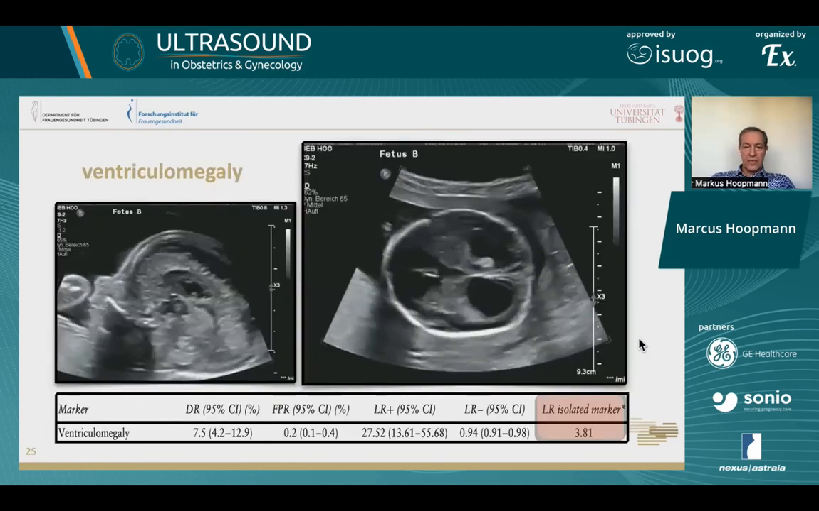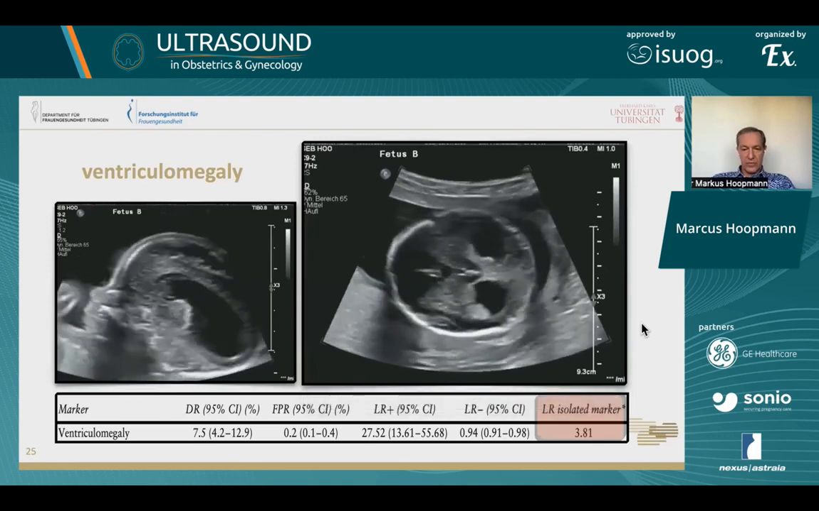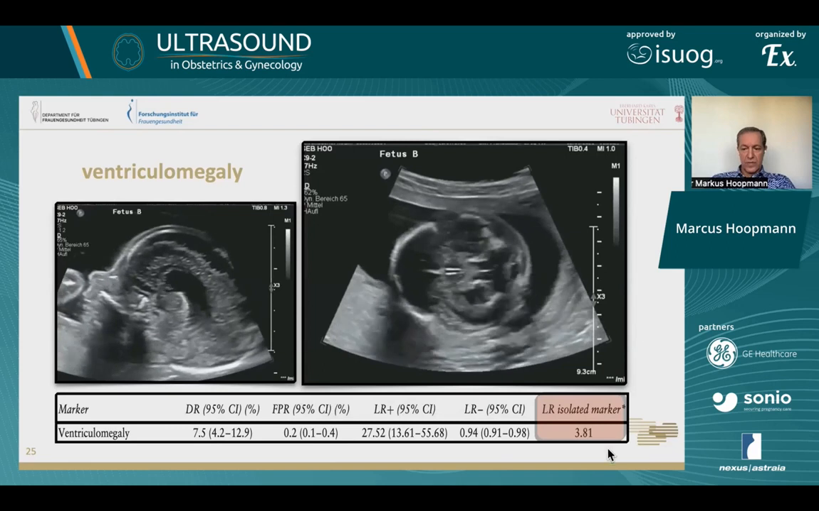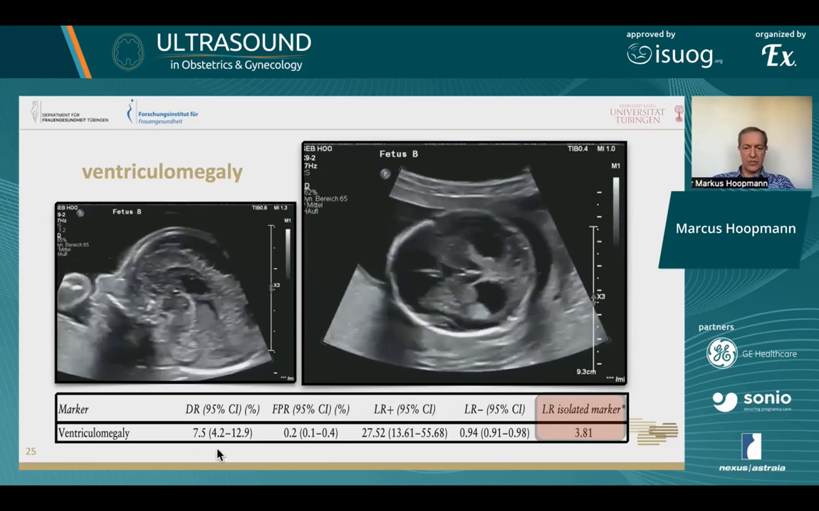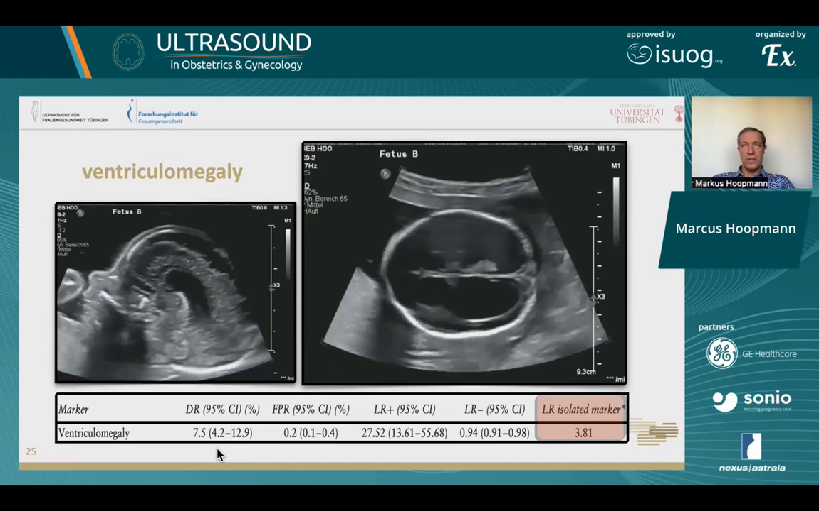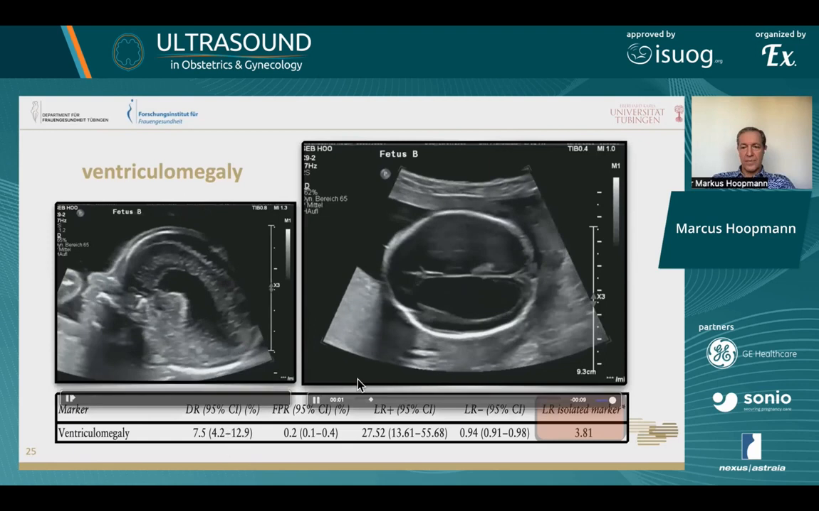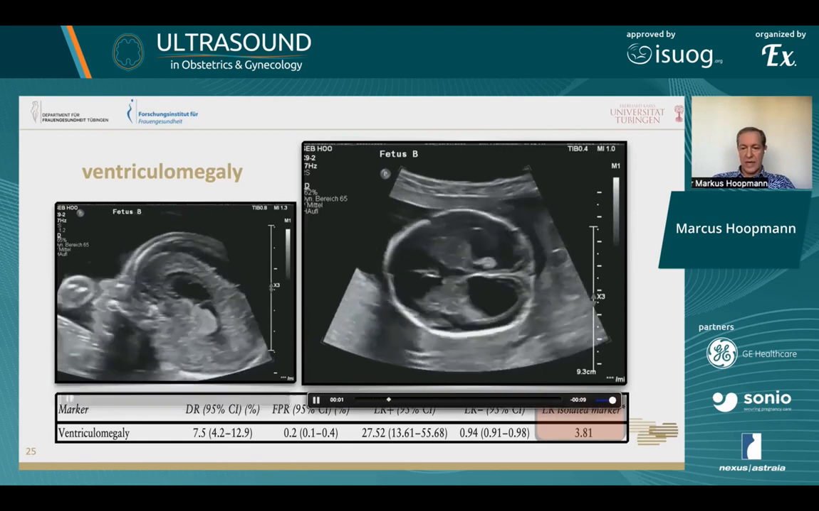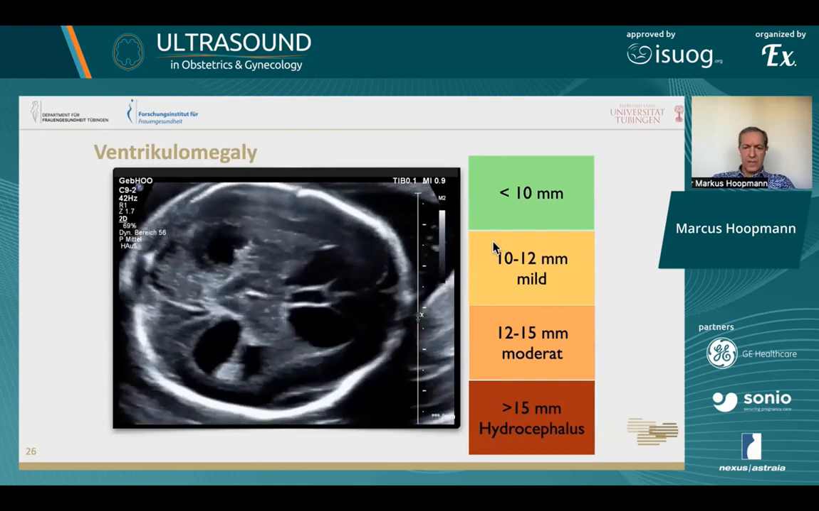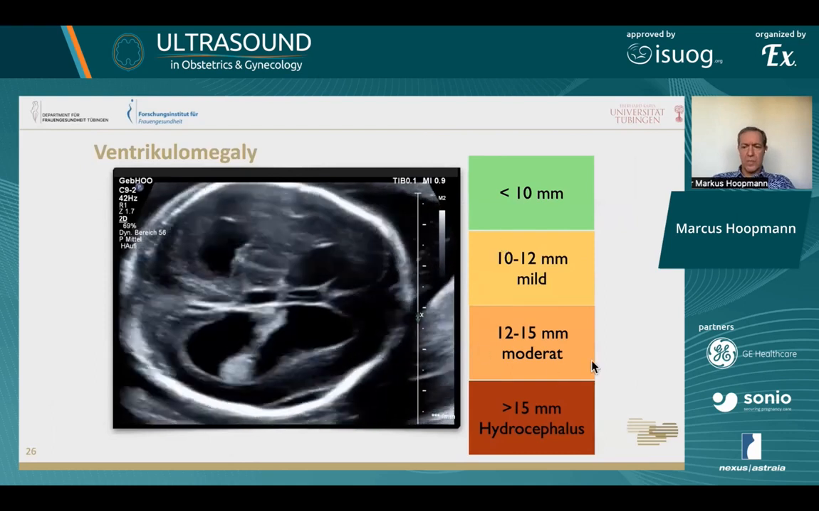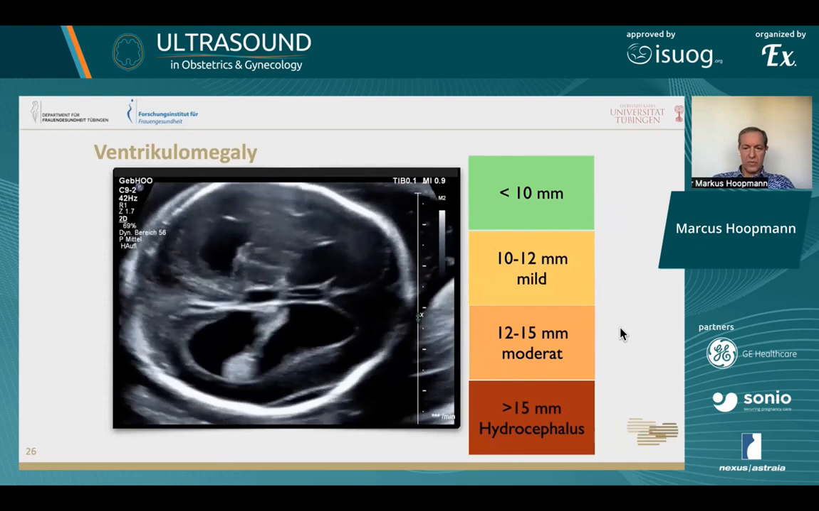And the first one is ventriculomegaly. When you have a bilateral ventriculomegaly, you see that the risk increases by about a factor of 4. But what we also see is that the detection rate is quite low. So it's only a small minority of the trisomy 21 fetuses who show this sign. It should also be remarked that the ventriculomegaly is normally mild or moderate, and only in very rare cases you really find a hydrocephalus.